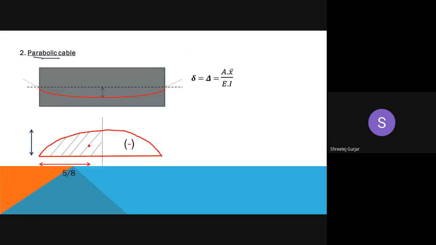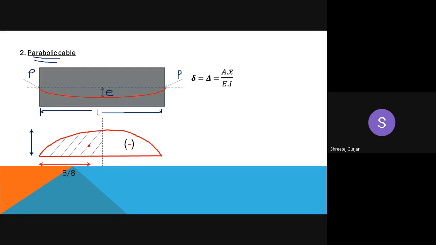Second case is a parabolic cable. You can observe in red color, this is your tendon having a parabolic shape. This is your E and this is your pre-stressing force P which is acting. So it is E at the center span and it is 0 at our support. There is no eccentricity at our support. The total span of our beam is L.